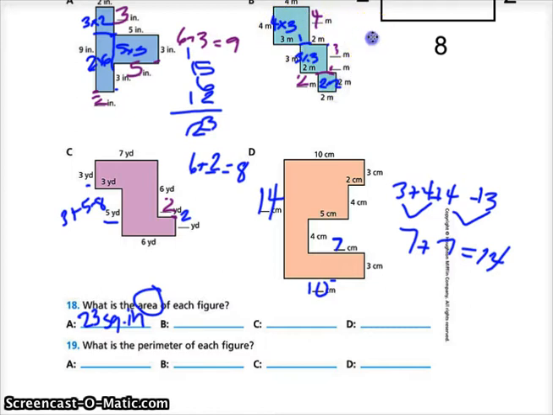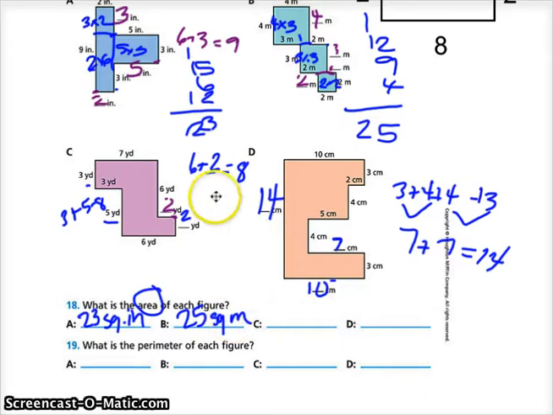So I have 4 times 3 is 12. 3 times 3 is 9, and 2 times 2 is 4. 9, 10, 11, 12, 13, 14, 15. Carry my 1. 1 plus 1 is 2. So my area for B is 25 square meters. Okay, go ahead and see if you can do C and D on your own. Here are some ideas for how to break up your rectangles.